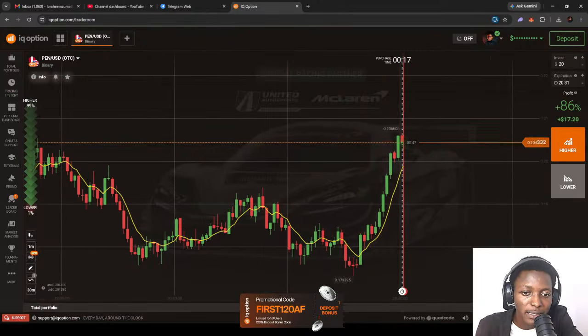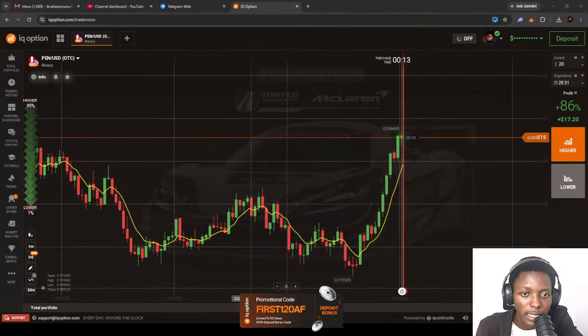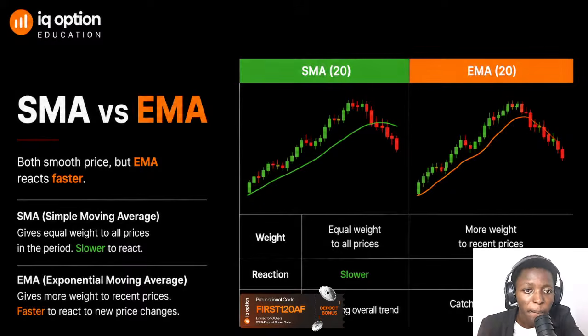I do have some other slides that I want to open up, so we will leave the chat in a moment and open those slides, and then we will come back to the chat in a minute. So here's the one that we're going to be explaining at the moment, which is the SMA versus an EMA.